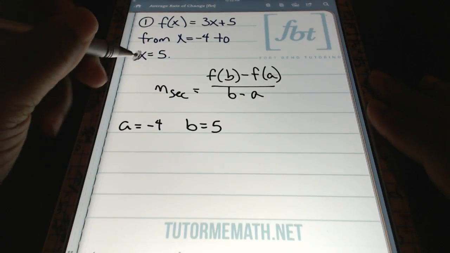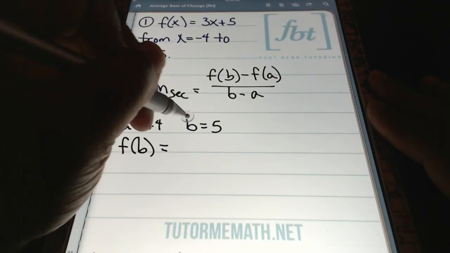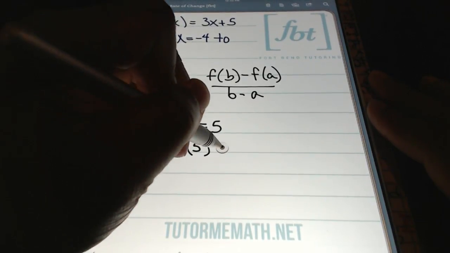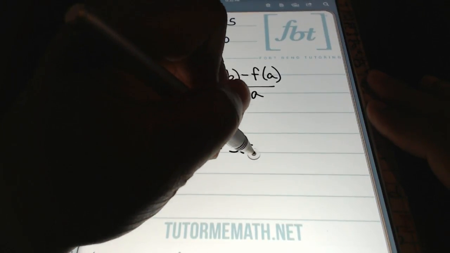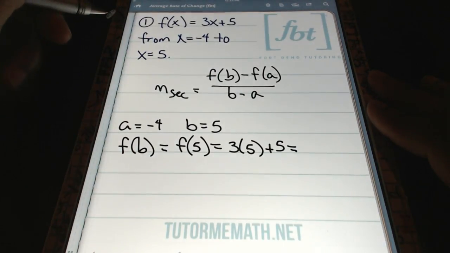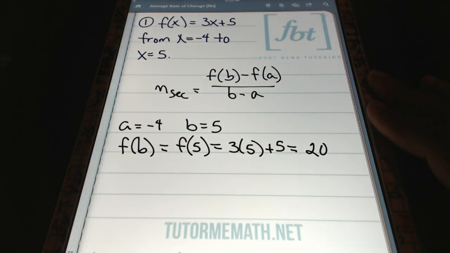So that's exactly what I'll be doing. My f of b value, which I currently don't know, is going to be the result of me plugging in 5 into the given function. So I'll be rewriting this as 3 times 5 plus 5. And what do we have when we do that? Well, we know that 3 times 5 is going to be 15, right? And then 15 plus 5 is 20. All right, so we have 20 as a value for f of b.